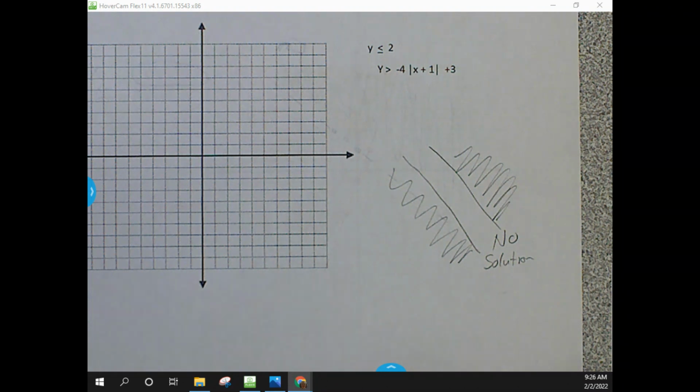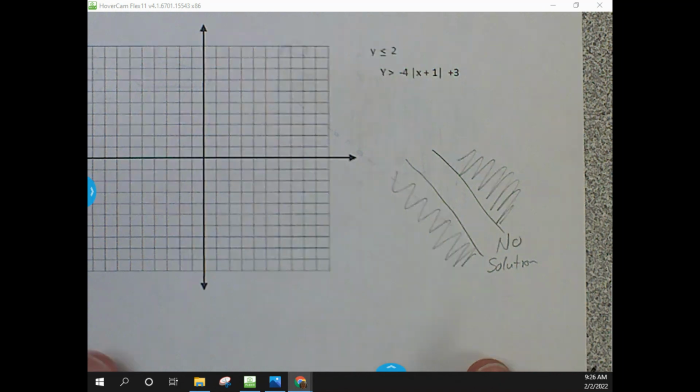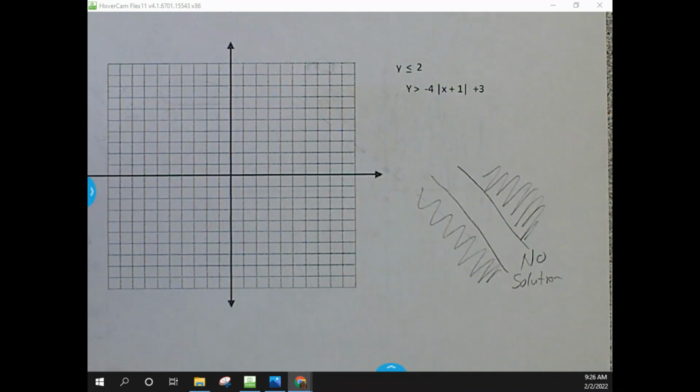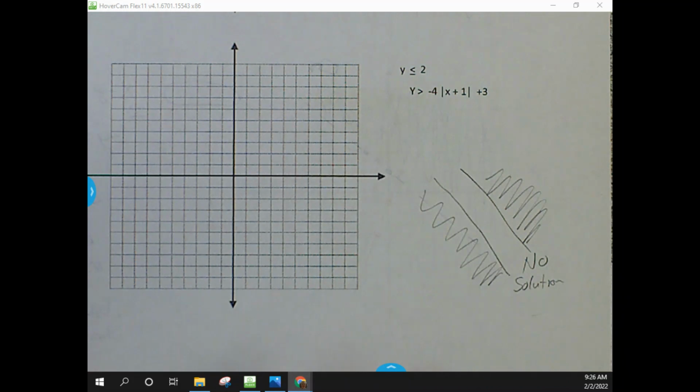All right, one more, and then we're done. This one will take just a few minutes. I want to show you this one as well. All right, so we'll do this one. Let me get this out of the way.